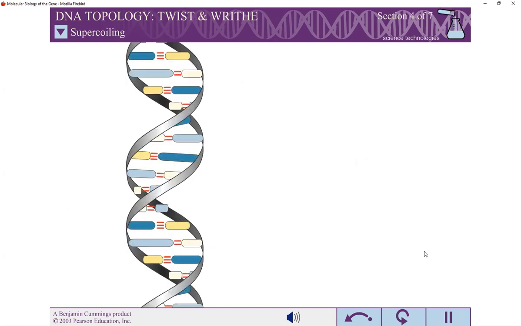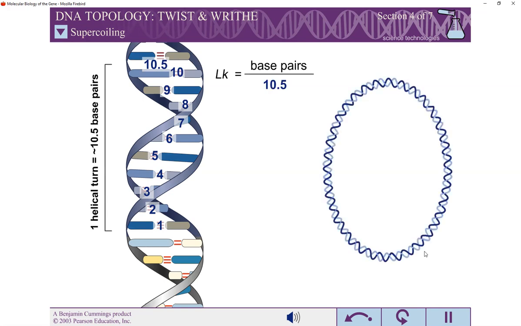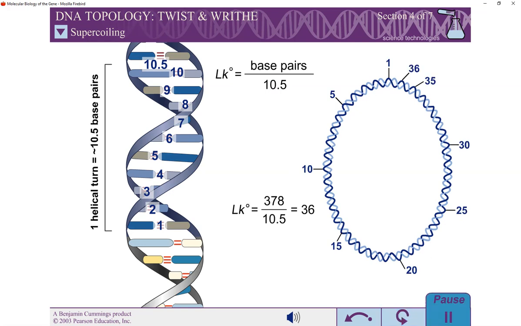Under normal physiological conditions, the average structure of DNA has about 10.5 base pairs per turn of the helix. Therefore, the linking number of fully relaxed DNA can be calculated by dividing the total number of base pairs by 10.5 to find the number of twists. This linking number is assigned the symbol LK0. Now, how to calculate the linking number?